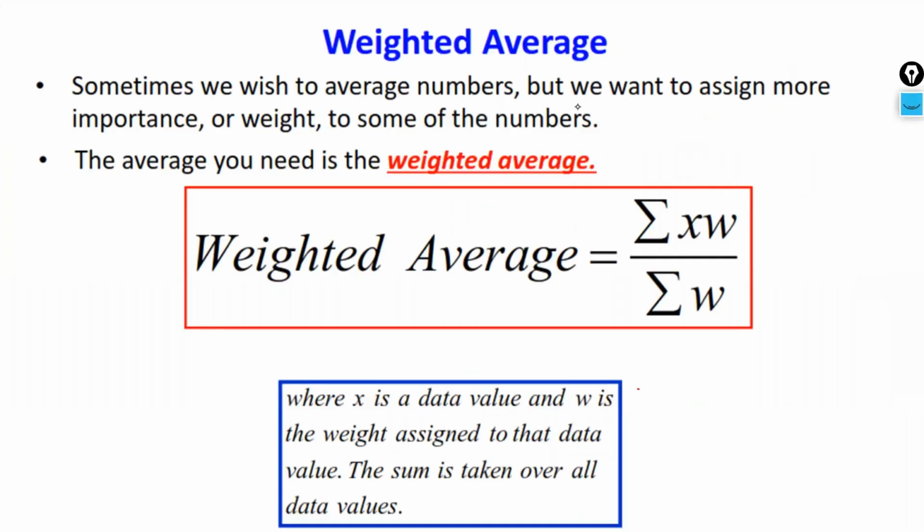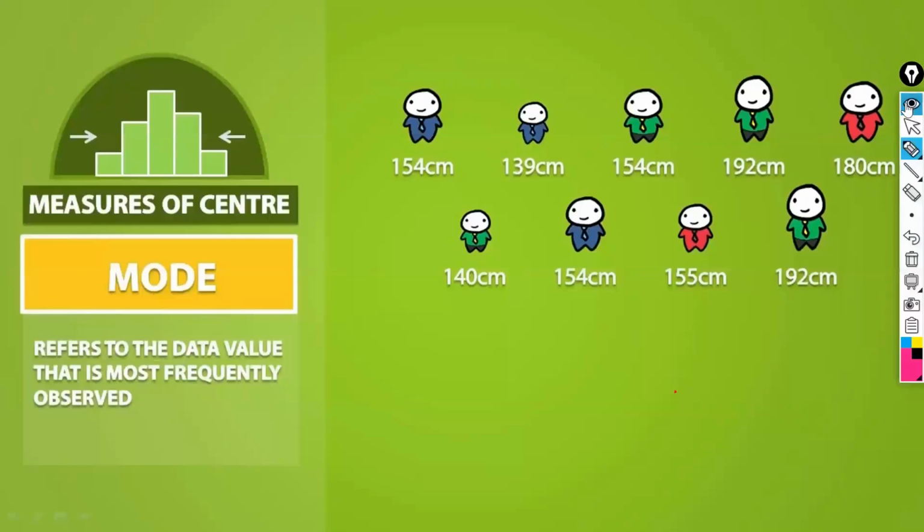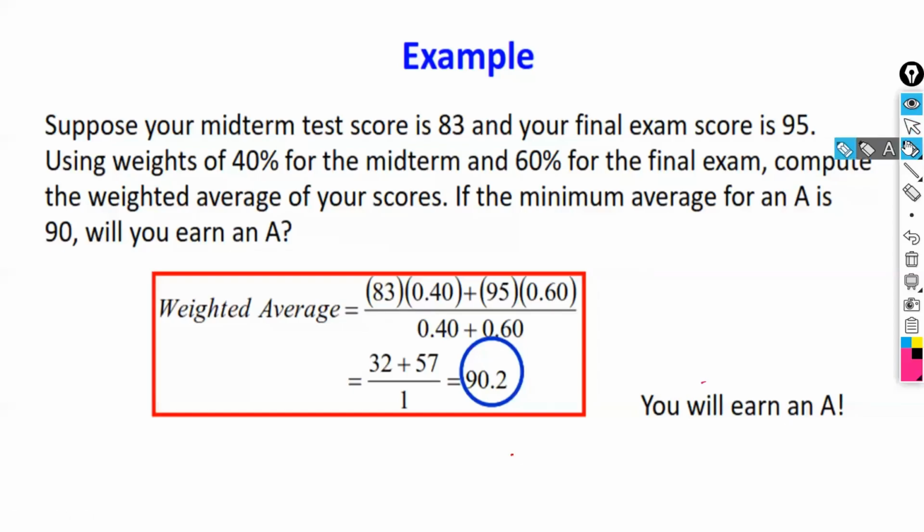That is nothing but your internal exam and external exam will have the different weightages. Suppose a midterm score is 83 and final exam score is 95. For your midterm, I'm giving the 40% weightage, and 60% weightage for your final exam. So 83 into 40, 95 into 60% weightage, divided by 0.4 plus 0.6, which is nothing but 32 plus 57, which is 90. 90.2 is the answer, right?